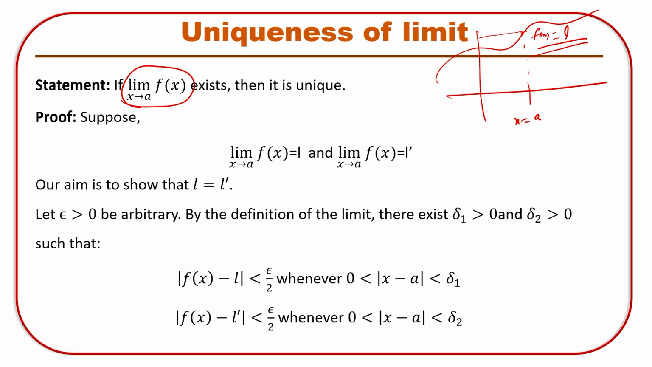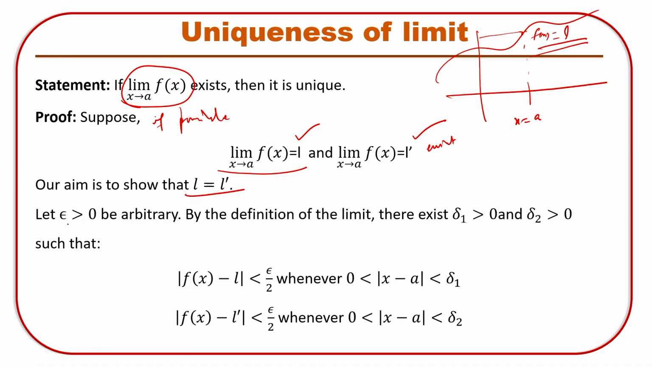So suppose, if possible, it has two limits at the same point x equal to a. So limit as x tends to a of f(x) equals L, and limit as x tends to a of f(x) equals L dash, both exist. Our aim is to show that L equals L dash, because I have to prove the uniqueness.